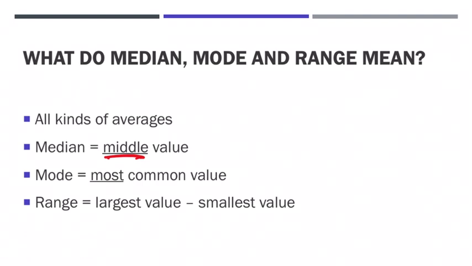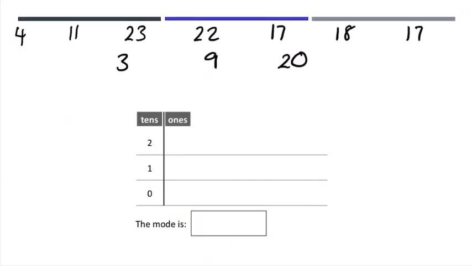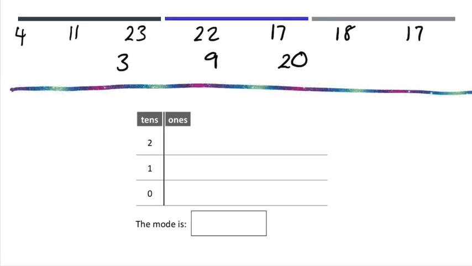Now let's move on to the mode. Okay, so moving on to the mode. Mode means most common. So here's a set of data at the top, and this is a stem and leaf plot, this type of chart here.